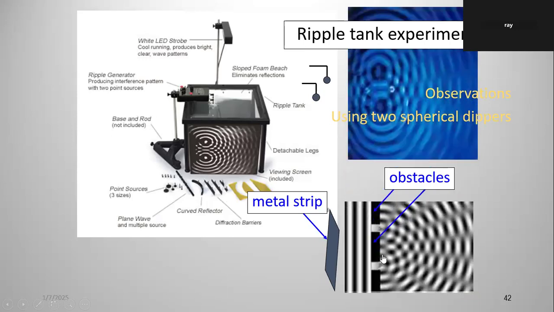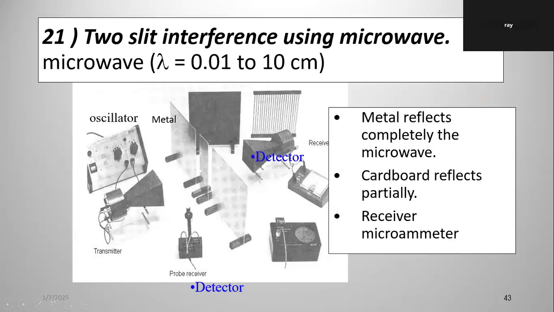Or we can use optical, with a gap in between. Microwave: metal reflects microwave, cardboard reflects partially. The receiver can be, this is an emitter, or you can connect it to a loudspeaker. That's the detector that we saw just now. This is a probe. This is also a detector, a different one.